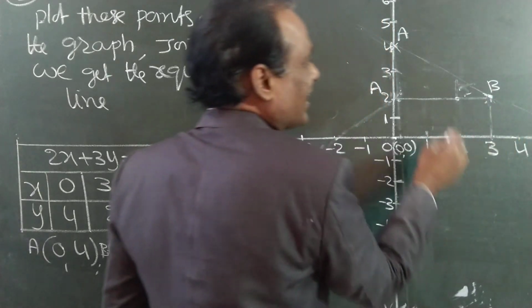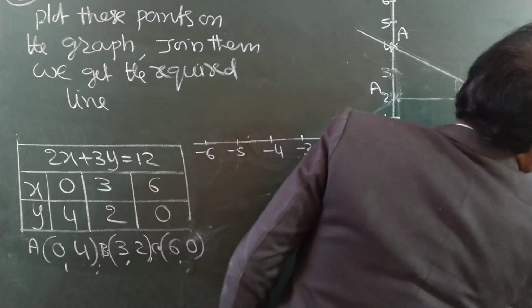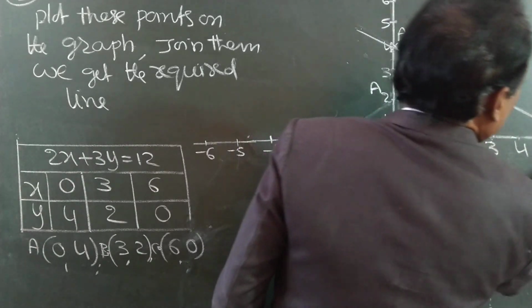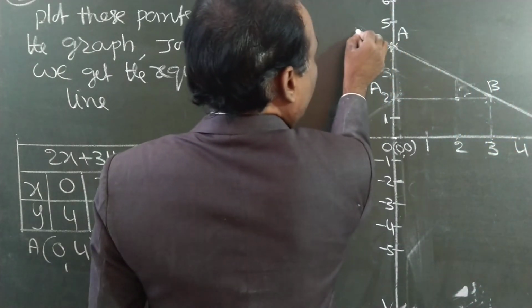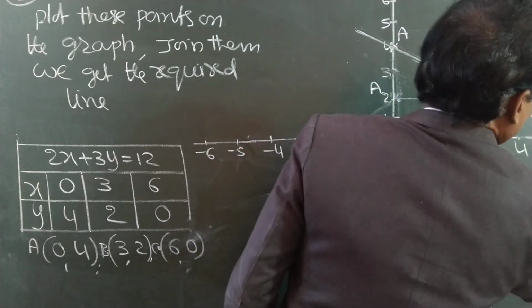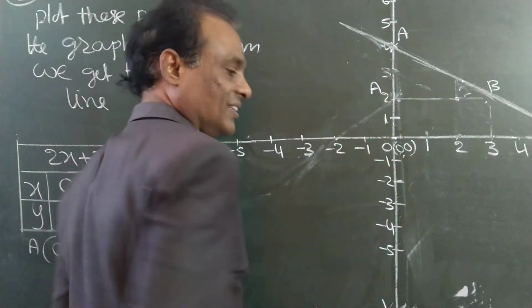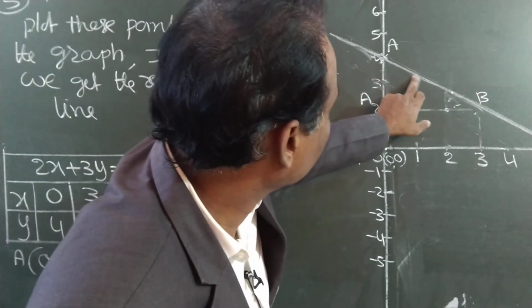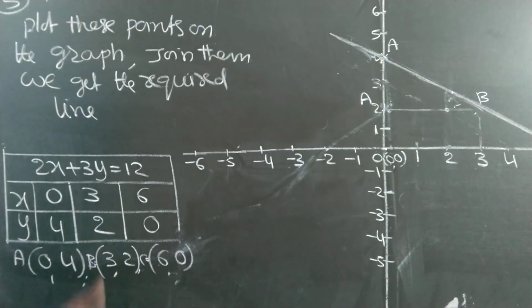So you won't get it exactly because this is not graph paper. You won't get a straight line if you are using any white paper. On graph paper you will get exactly the required straight line. So this is our line, this is our answer. This is the graph of the given equation.